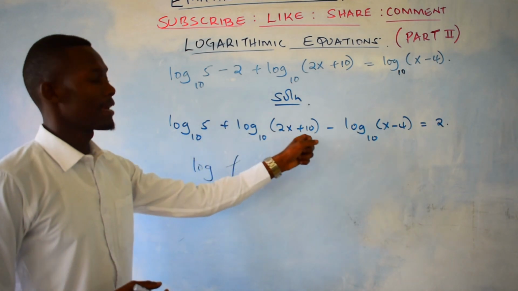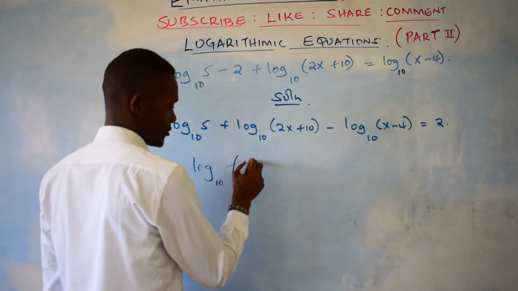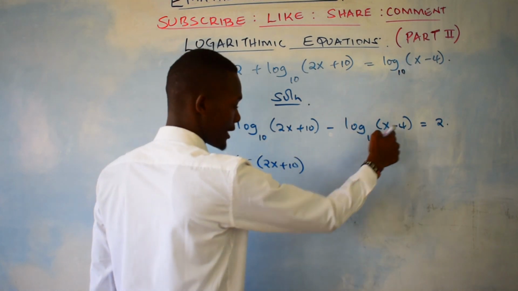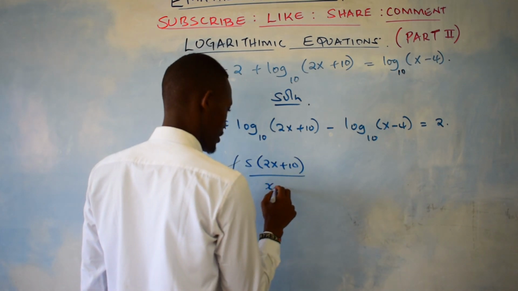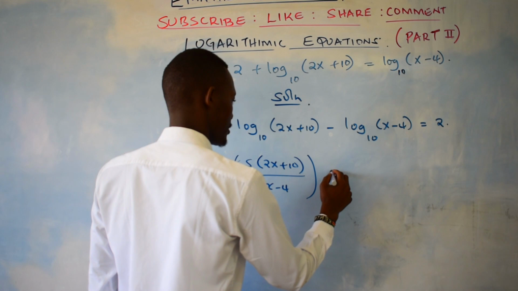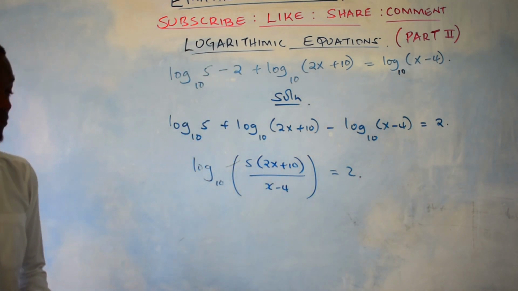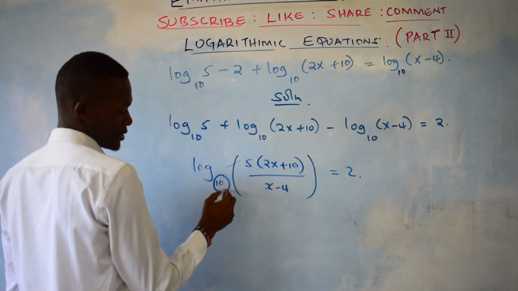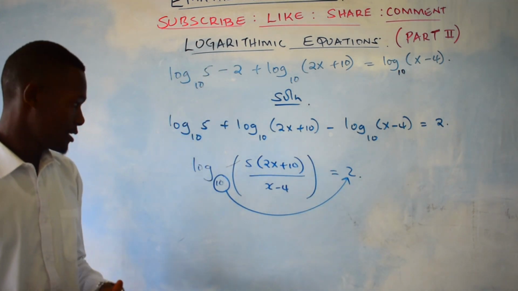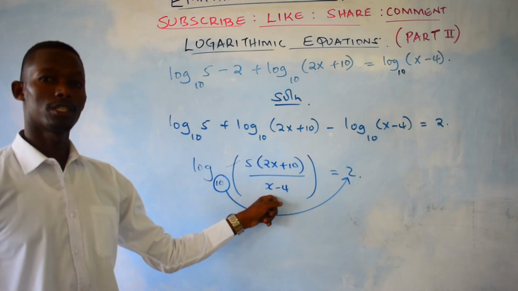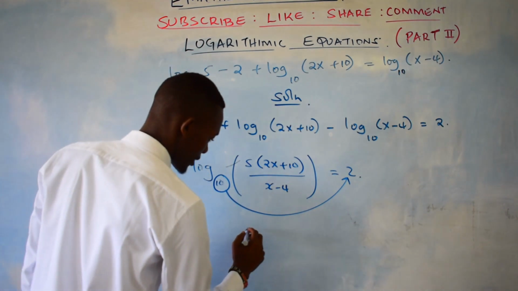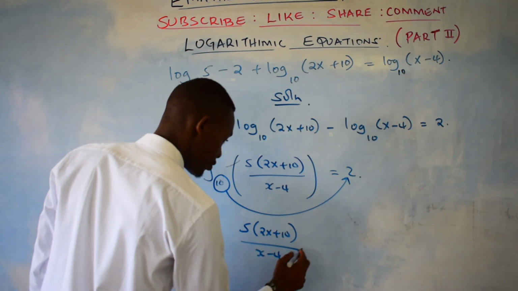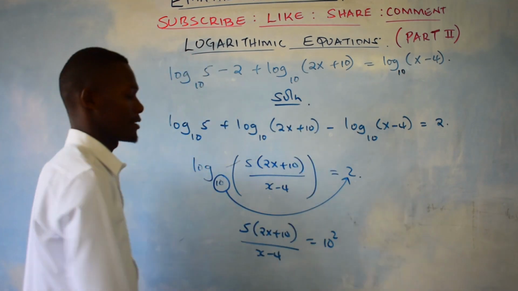Now this and this are added, so you multiply them. So 5 times 2x plus 10. Then this one is subtracted, so you divide by this. So the whole of this divided by x minus 4. Then this one gives you 2. Now, we know one thing, that this base raised to this power gives you this number. So now let's rearrange this. We have 5 times 2x plus 10 over x minus 4 should give you 10 squared.